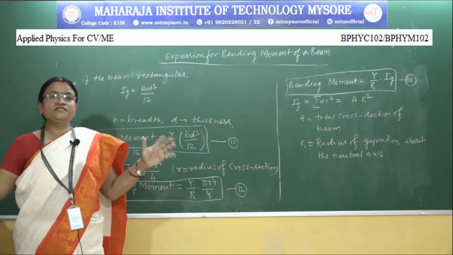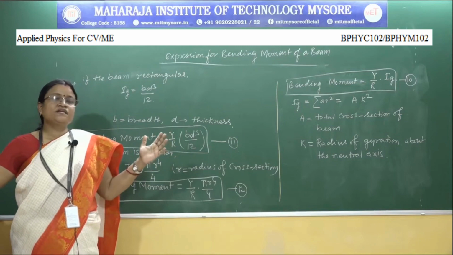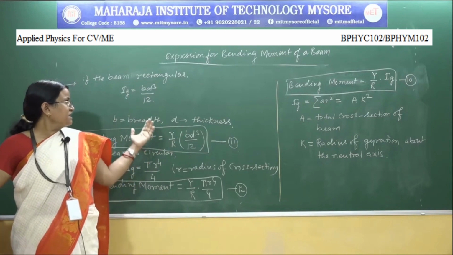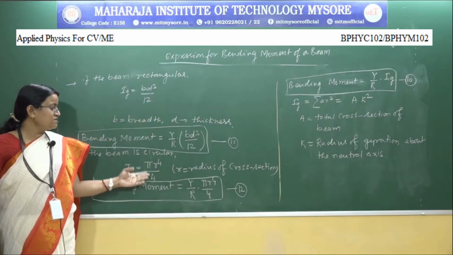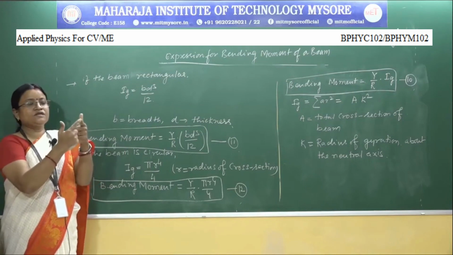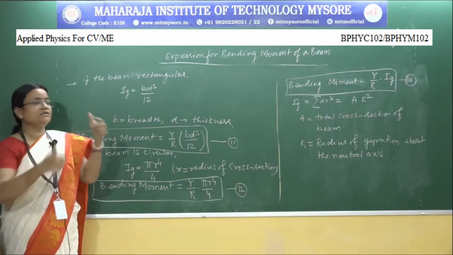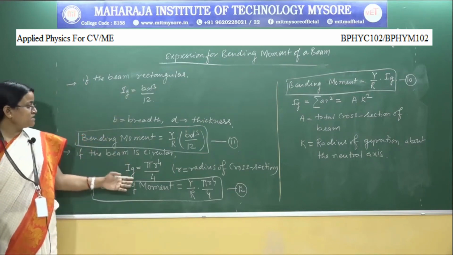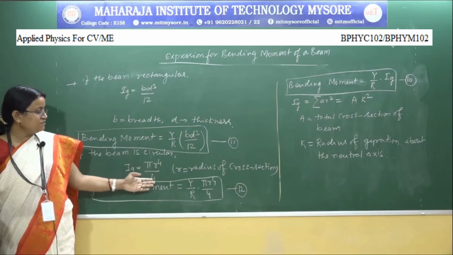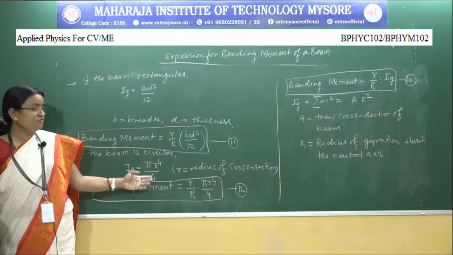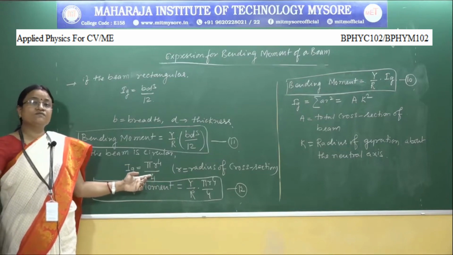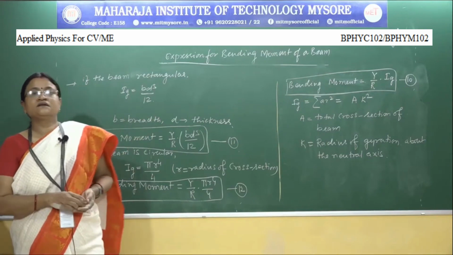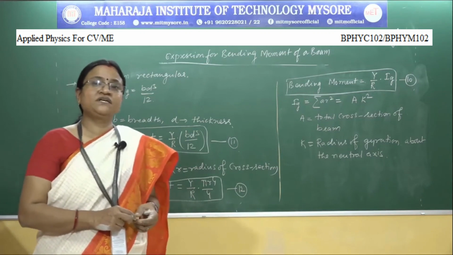Equation 10 is the expression in general. Ig you can calculate for any shape of the beam. So when the shape is rectangular, Ig is B D cube by 12, and when it is circular, you can consider this a circular beam, and the flat beam we can call a rectangular beam. So if the beam is circular, Ig is equal to pi r to the power 4 divided by 4. So when you substitute the value of Ig, accordingly you will get the bending moment as per the shape of the beam.